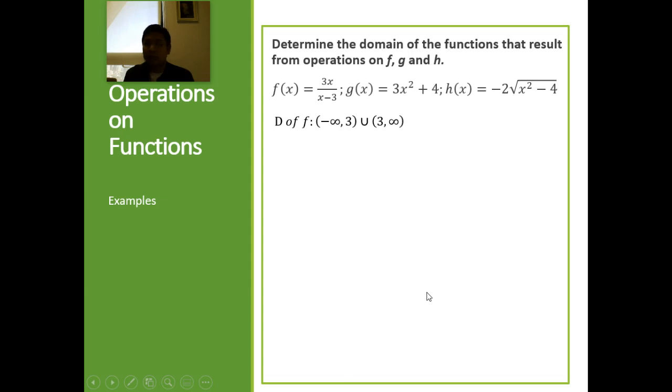G of x is 3x squared plus 4. It's a polynomial function, so no restrictions for its domain. Then we have h of x, where it involves a root. So we cannot get imaginary numbers. So we have to make sure that those restrictions are followed.